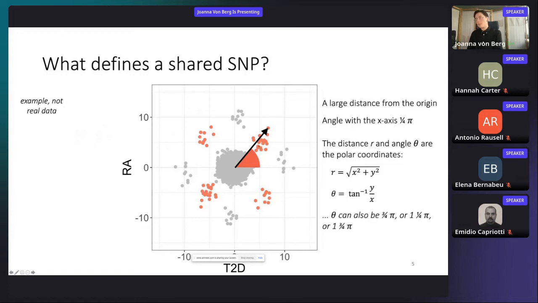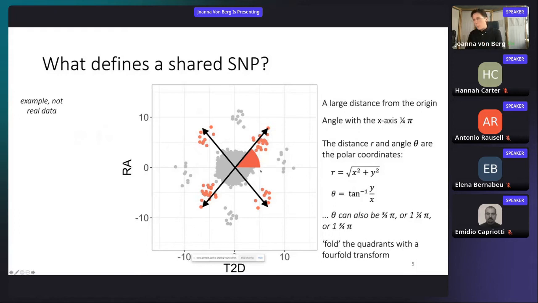And for the shared SNPs, this angle can actually also be in any of the other 4 quadrants. And because each quadrant is equally shared in our eyes, the only thing that changes is the direction of effect in the original GWAS.